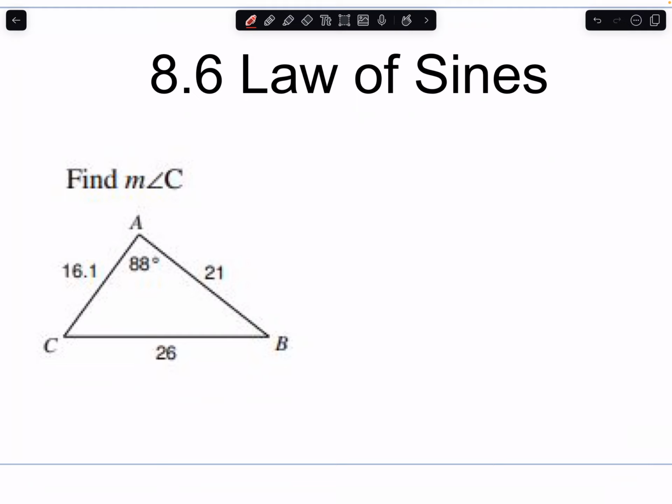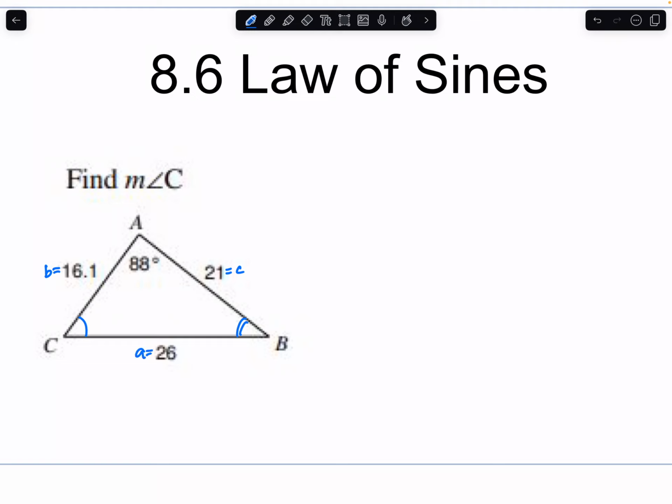As you can see by this example, I'm now searching for angle B. Sorry, angle C, which is right here. I'm still going to label everything that I know. So across from angle C is side C. Across from angle B is side B. And across from angle A is side A.